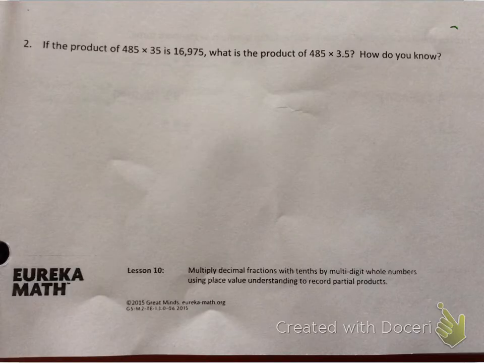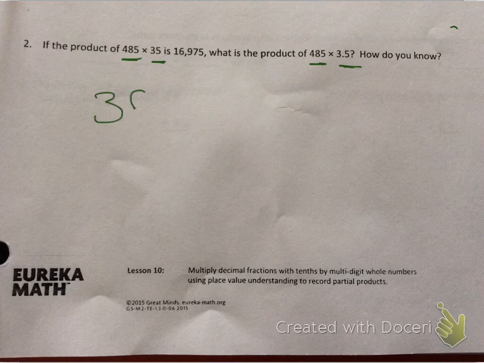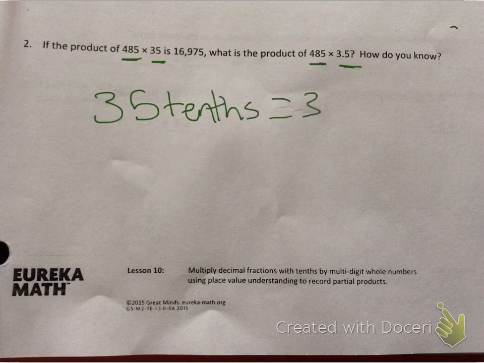All right, number 2. If the product of 485 times 35 is 16,975, what is the product of 485 times 3 and 5/10? How do you know? Well, I'm going to look and compare these equations. I see 485 here, and then I see 35 and 3.5. Well, the difference between 35 and 3.5 is I can represent 3.5 with the number 35 if I say 35/10. So 35/10 equals 3.5, right?